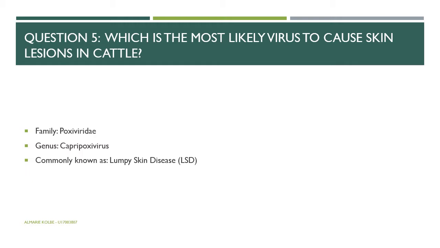The most likely virus to cause skin lesions in cattle is of the family Poxviridae and of the genus Capripoxvirus. It is more commonly referred to as lumpy skin disease or LSD.